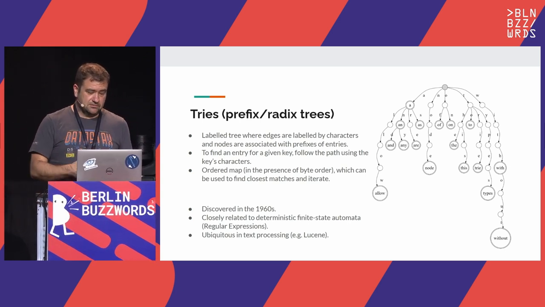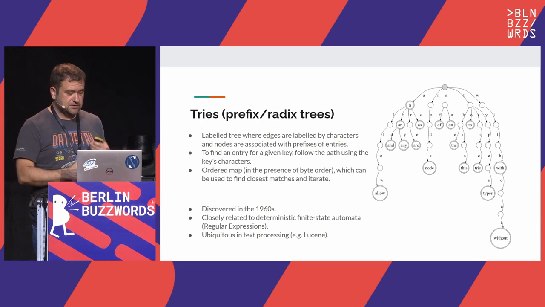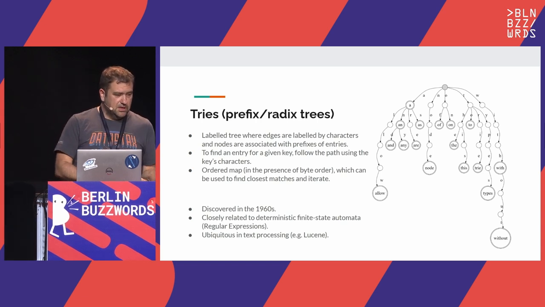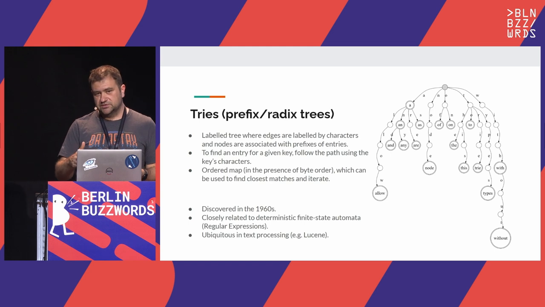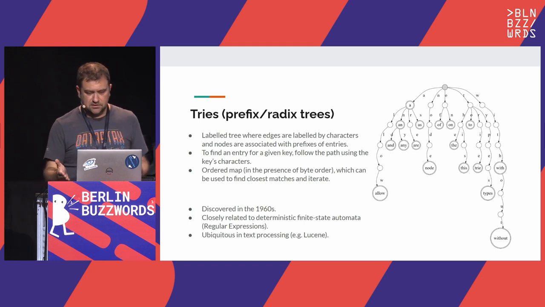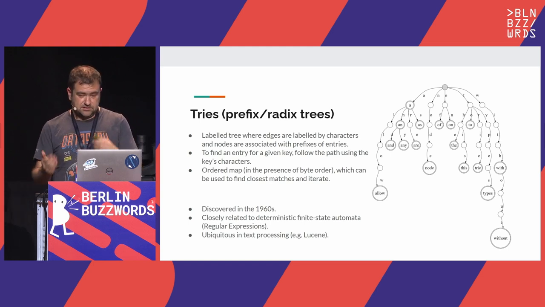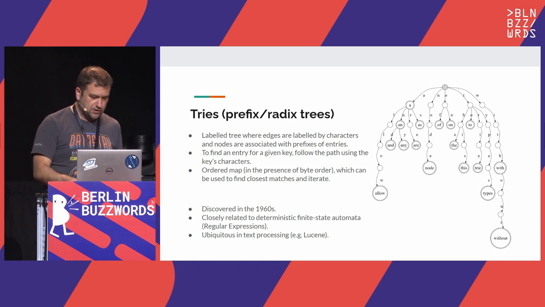If the type that you're indexing, the data you're indexing, is byte ordered, this is also an ordered map, and you can find the place. For a given key, you can find the place where you need to start iterating easily, with complexity, again, that's the length of the key only.